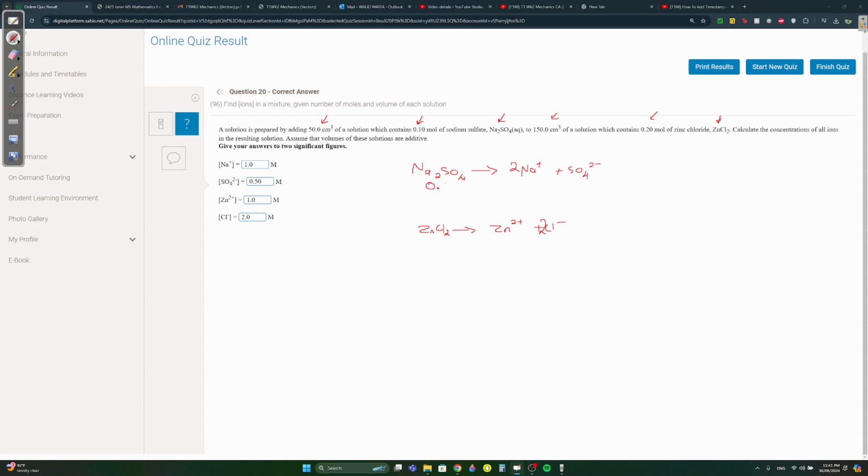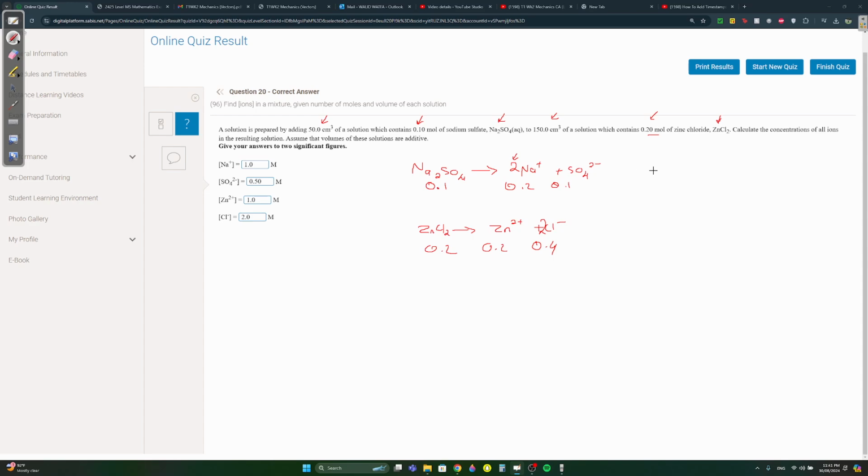We have 0.1 moles of Na2SO4, right? Now we check. If it's the same coefficient, you keep the moles the same. If it's a different coefficient, like 2 here, you multiply the coefficient by the moles. 2 times 0.1, 0.2. Here, same coefficient, so you just keep it as 0.1. Same here, ZnCl2 0.2 moles. This is the same coefficient, so 0.2, but here the coefficient is 2, so you multiply 2 by 0.2, you get 0.4. Okay, now we have the moles.